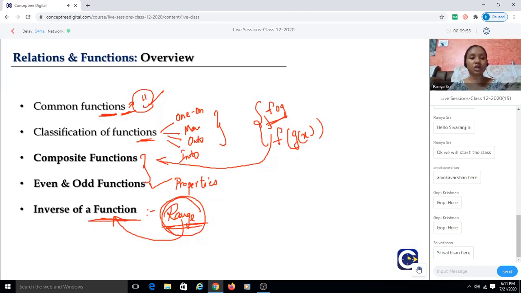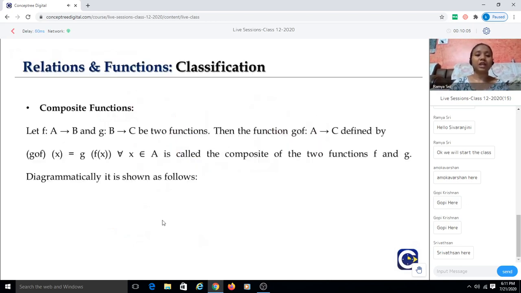In short, today we'll be covering three topics: composite functions, even and odd functions, and the inverse of a function. To begin our session today, as I told you, I'm starting with the composite function. First of all, we are going to consider two functions here.